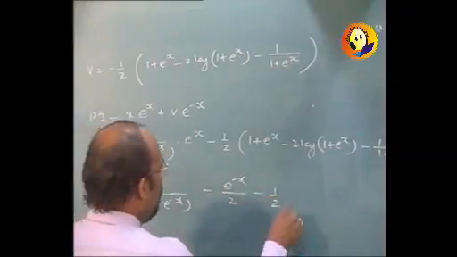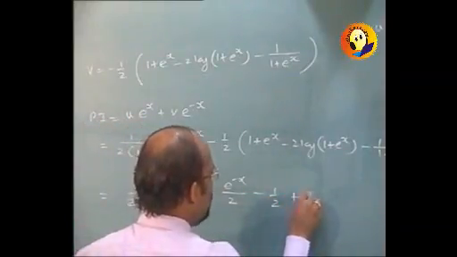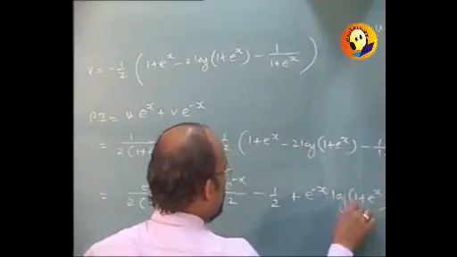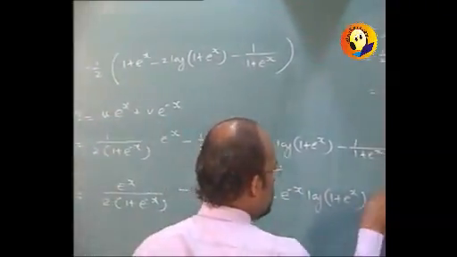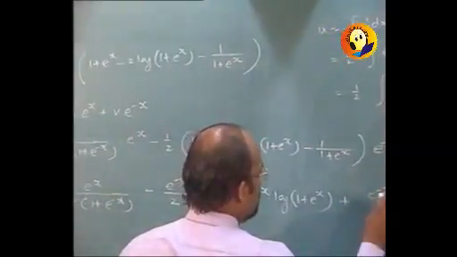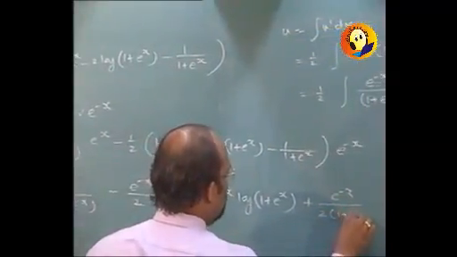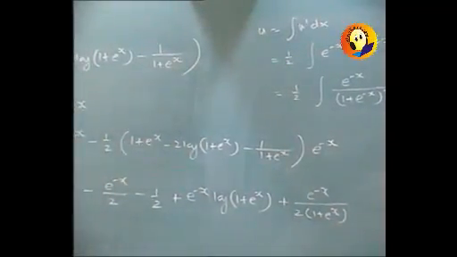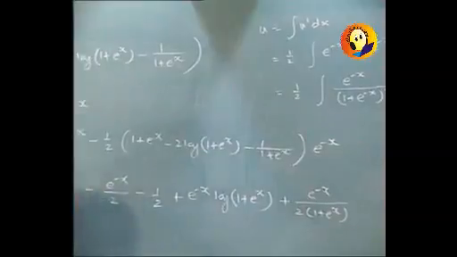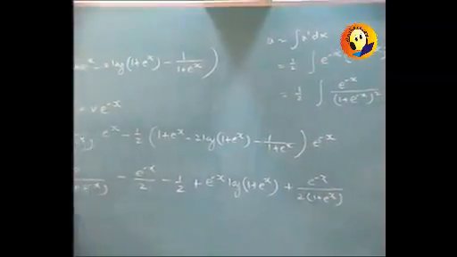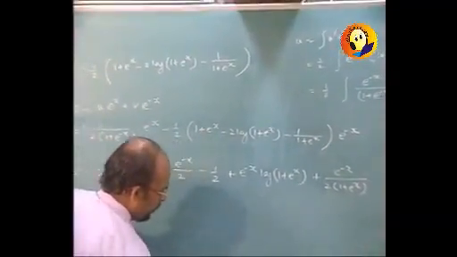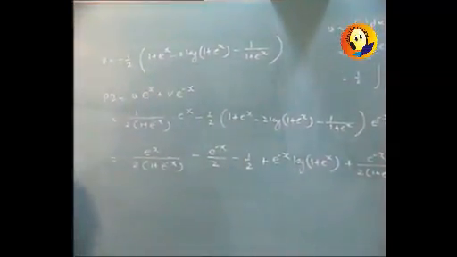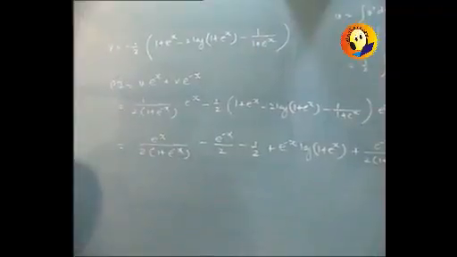Third term, it will be minus minus plus, 2 getting cancelled, e raised to minus x log of 1 plus e raised to x. And the last term is minus minus plus e raised to minus x divided by 2 into bracket 1 plus e raised to x will be the pi, and y equal to Cf plus pi is the required answer. So howsoever difficult the problem may be, it is always solvable.